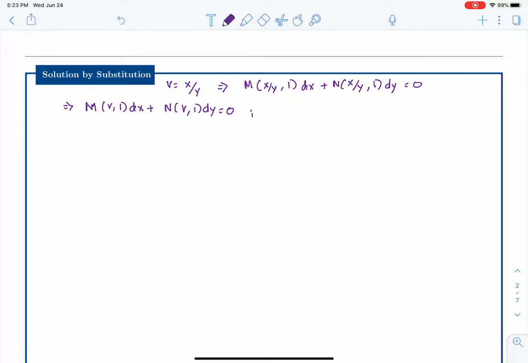At this point, we know v is equal to x over y, which should imply v times y would equal x. So we can take the derivative with respect to x, and we will have, using the product rule, v times dy over dx plus y times dv over dx equals 1.